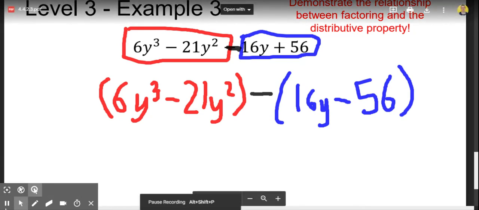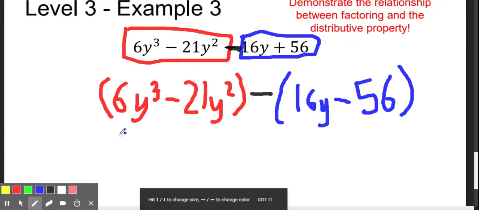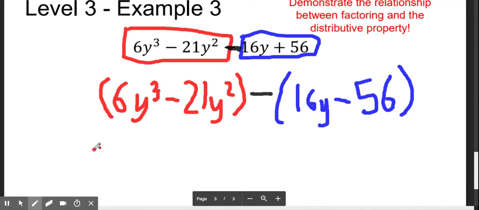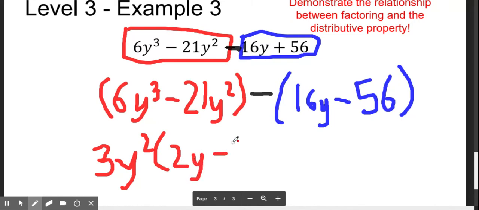Perfect. So from our 6 and negative 21 on the left-hand side, we are actually going to pull out a 3. You might get tricked and think it's a 6, but 6 does not go into 21. Only 3 is the largest number that goes into 21 and 6. It's our greatest common factor. And as usual, we have our y squared taken out. And when you take those out, you should be left with a 2y and a negative 7.